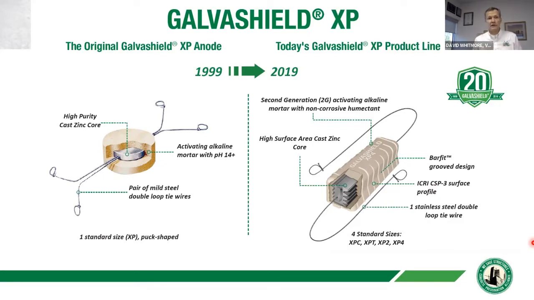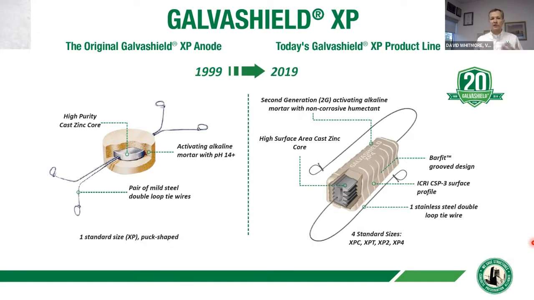From a vector perspective, the first version of the product that we are selling today was introduced to the market in 1999. At that time, there was a single standard size, only one size of galvanic anode. By the time you get 20 years later, we had 4 standard sizes. We had done some improvements with regard to the zinc cores and also to the chemistry of the activating mortar that surrounds the zinc core.